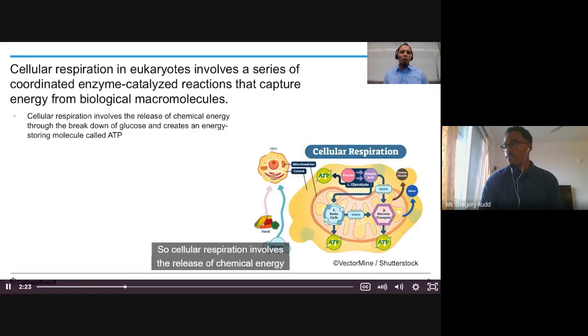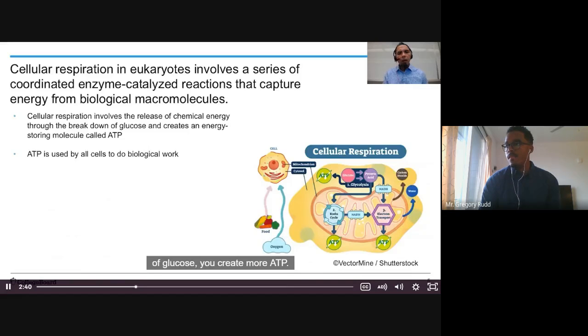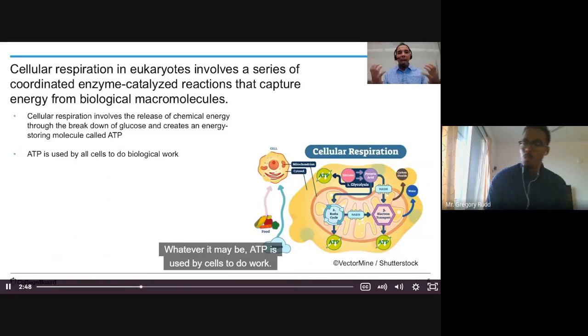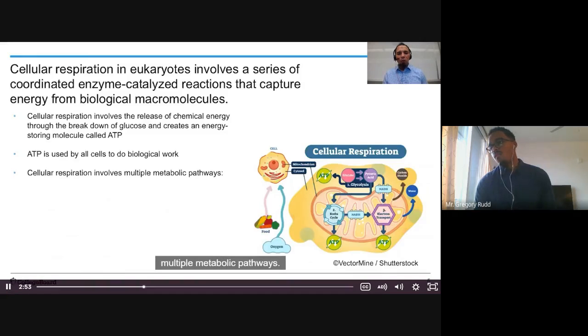So cellular respiration involves the release of chemical energy through the breakdown of glucose and creates an energy storing molecule called ATP. Again, ATP is ultimately what we want to produce. And so what cell respiration does, it takes this chemical energy through the breakdown of glucose to create more ATP. So ATP is used by all cells to do biological work. So biological work to transport materials, for movement, for reproduction, whatever it may be, ATP is used by cells to do work. And cell respiration involves multiple metabolic pathways.